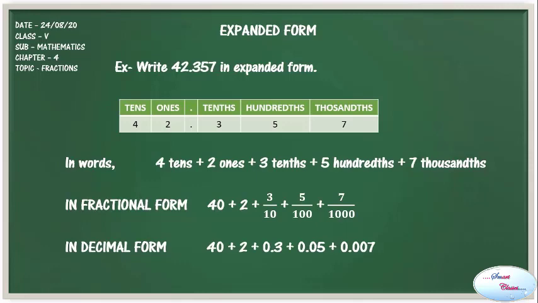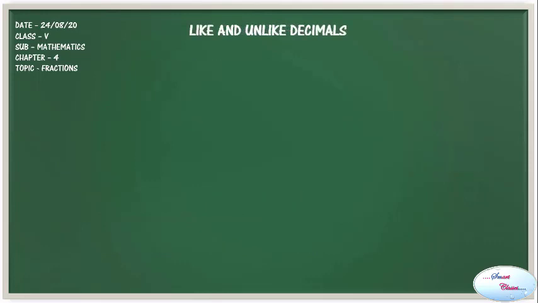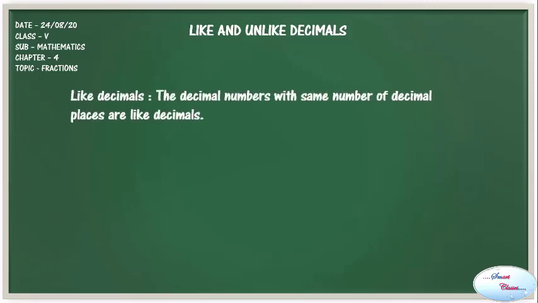What are like and unlike decimals? Like decimals, the decimal numbers with the same number of decimal places are called like decimals. For example, 0.7, 9.2, 30.4, 351.7. All of these numbers are having the decimal point at the same place. All of them are having the decimal point after one place.